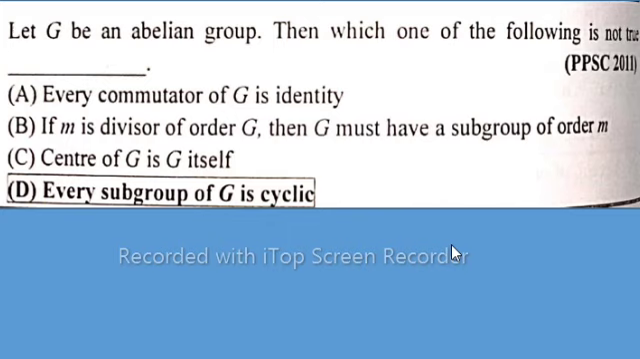True option. If M is a divisor of the order of G, then G must have a subgroup of order M. That is true. So the center of G is G itself. True. Every subgroup of G is cyclic. True. All the options are true. So the best option, that is option D. Option D is correct, which is the required solution.